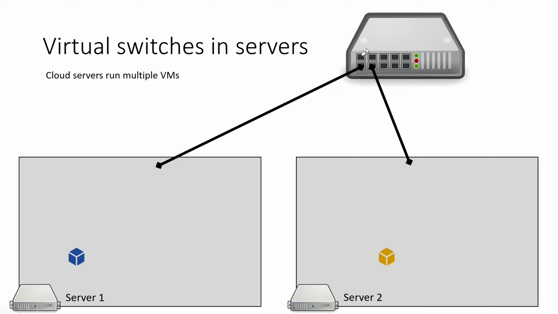So I have a switch, the server is connected to the switch. We don't have a single virtual machine on each server. We have multiple virtual machines. And now we need to isolate communication between these virtual machines as well.